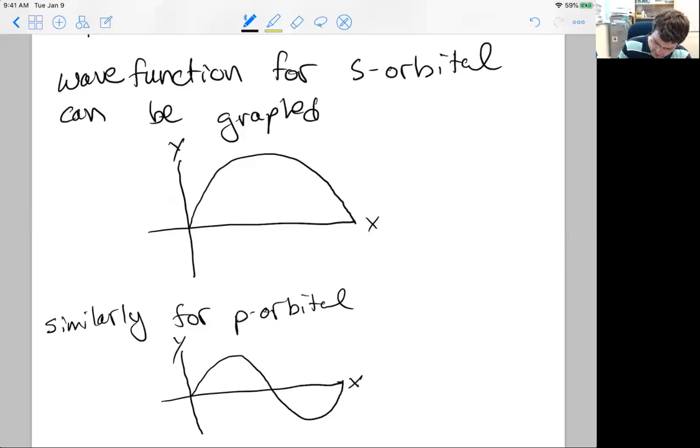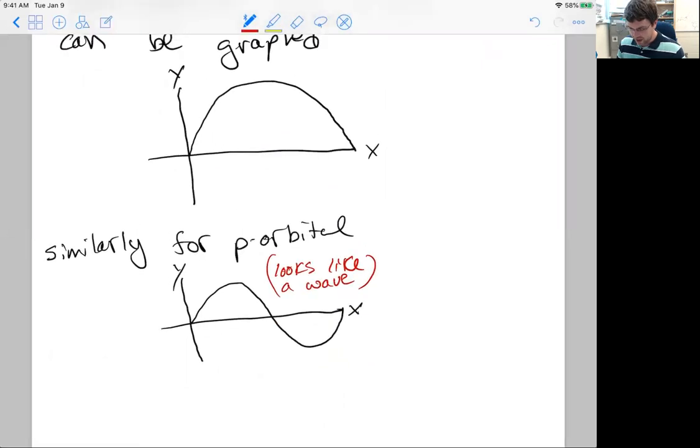Now, if you look at the p orbital wave function, it looks like a wave. The wave function for the s orbital is also forming a wave. We're just not making it through an entire period before we finish this wave function. So we use some complicated mathematics called wave function or wave mechanics to describe these graphs. And now what we do is we take these graphs and we actually square the function that gave rise to this graph to get a shape.